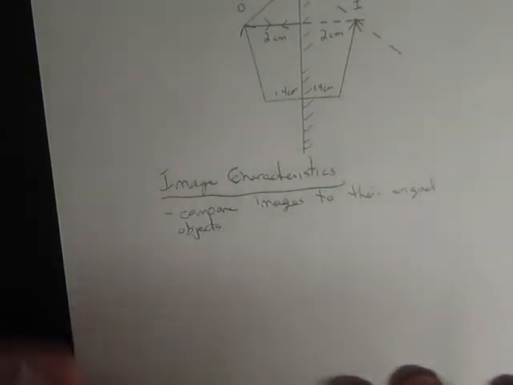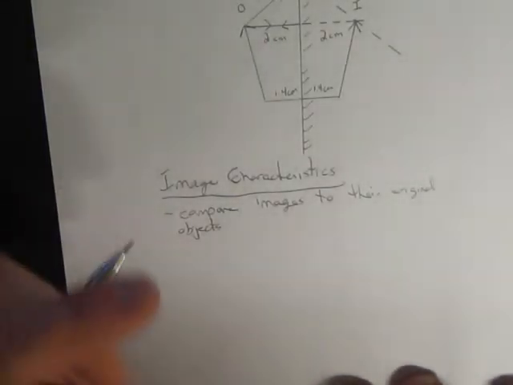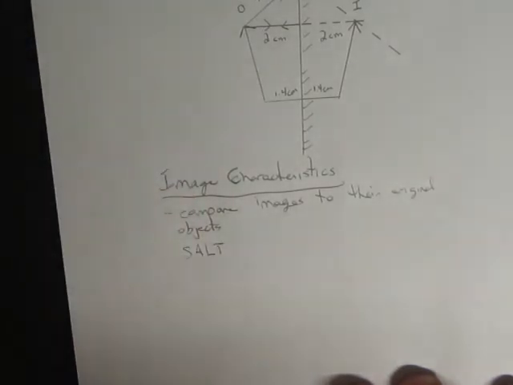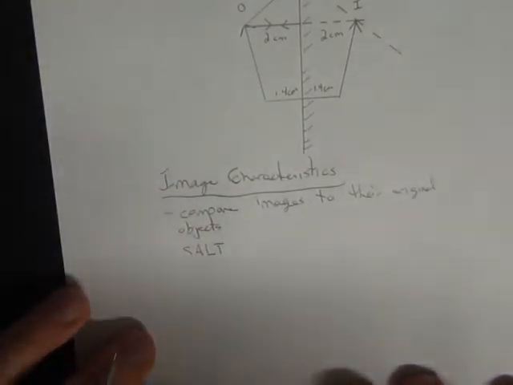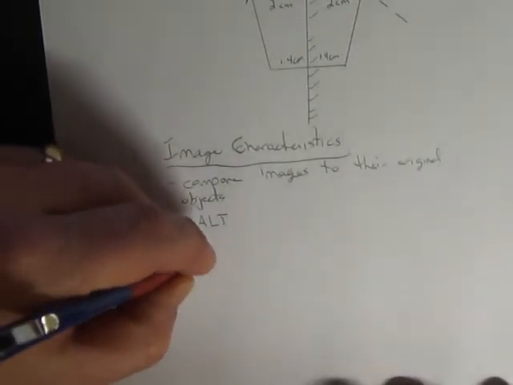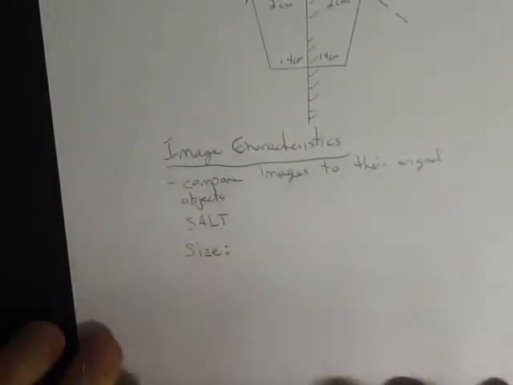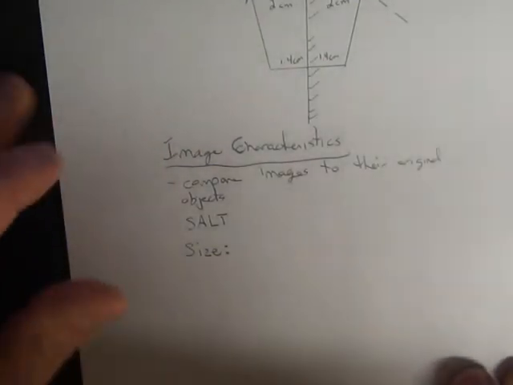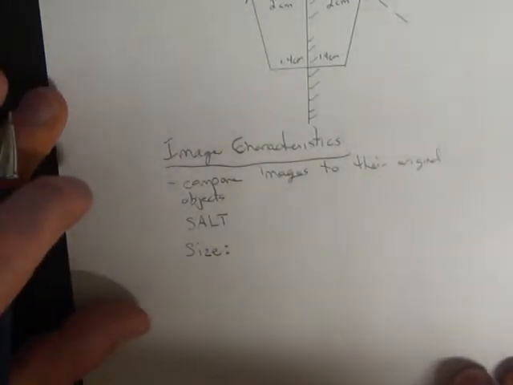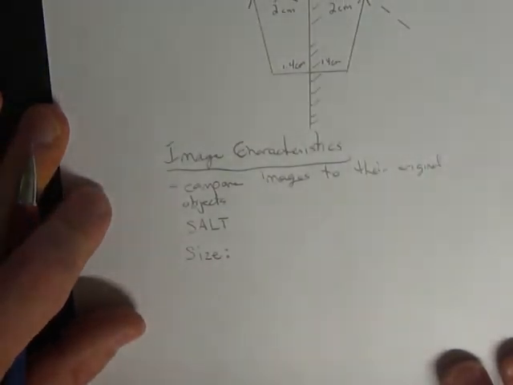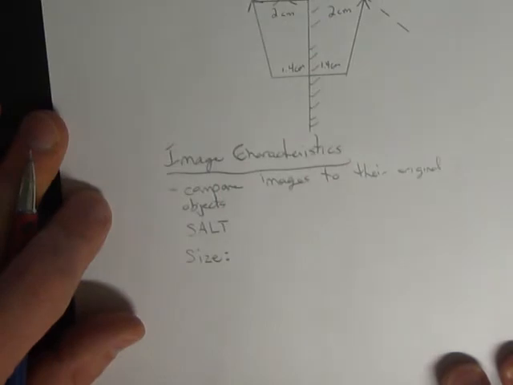And we use an acronym to help us memorize this. The acronym is SALT. Right? So the letter S stands for size. How is the size of the image compared to the object? Well, for a plane mirror, what is it?